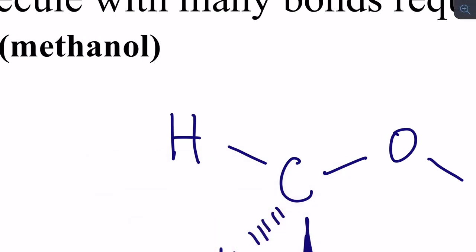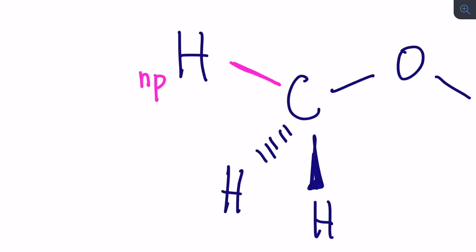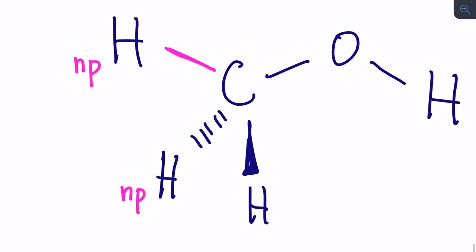So first I'm going to look at this bond here. Carbon and hydrogen have similar electronegativities. So that means that this bond with hydrogen is going to be nonpolar. This hydrogen is nonpolar because they're equally sharing their electrons. That would be true for all the other carbon-hydrogen bonds, nonpolar, which is represented by this lowercase np.